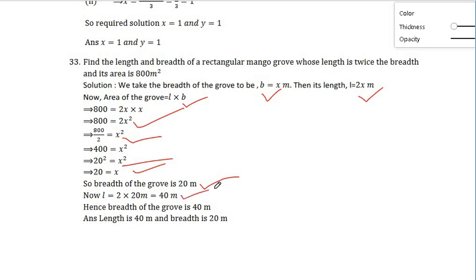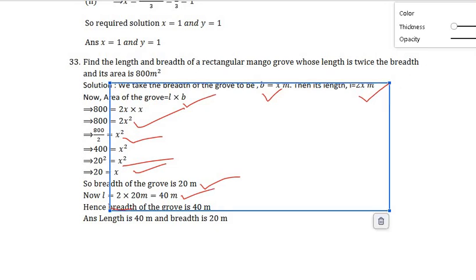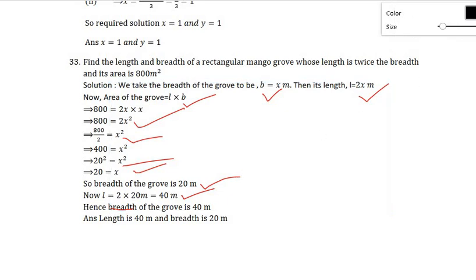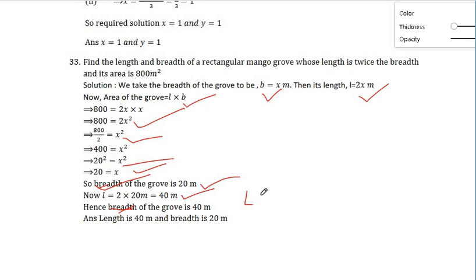Hence the breadth of the grove is 20 meter and the length of the grove is 40 meter. This one is not the breadth, this one is the length.